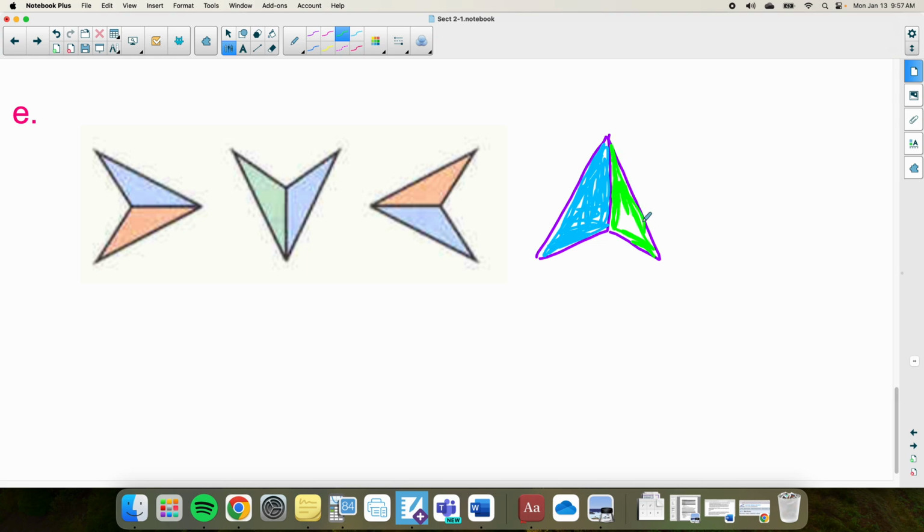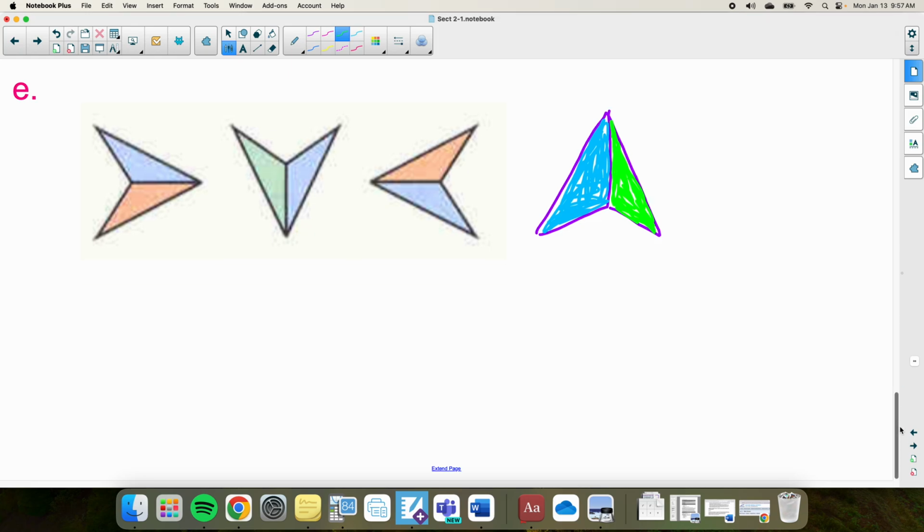And for you guys, if you were doing this and you don't have colors, you can just write like blue and green in there, that would be fine. Or an arrow inside saying they're blue and green, okay?